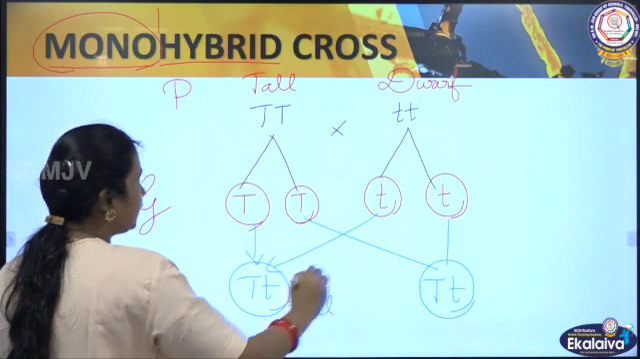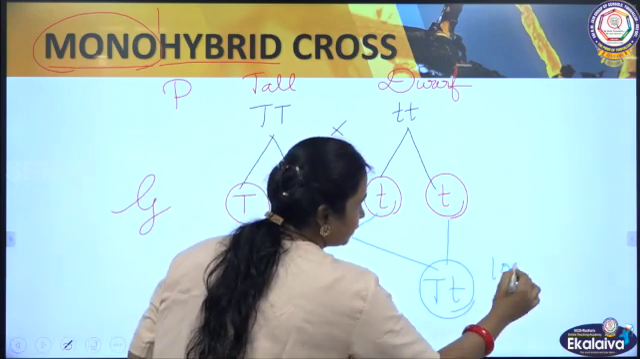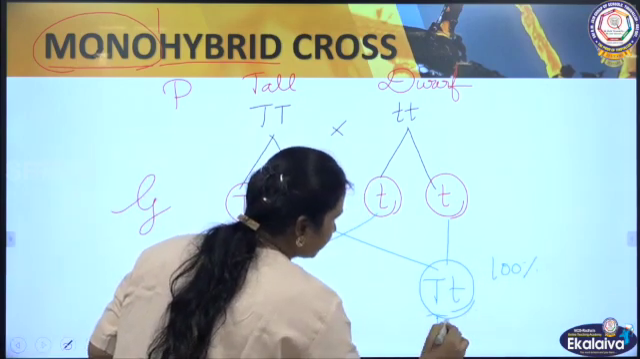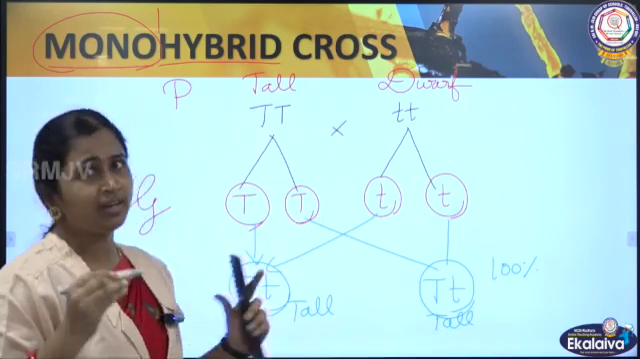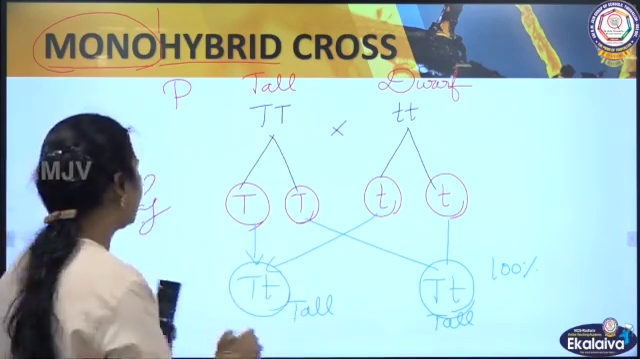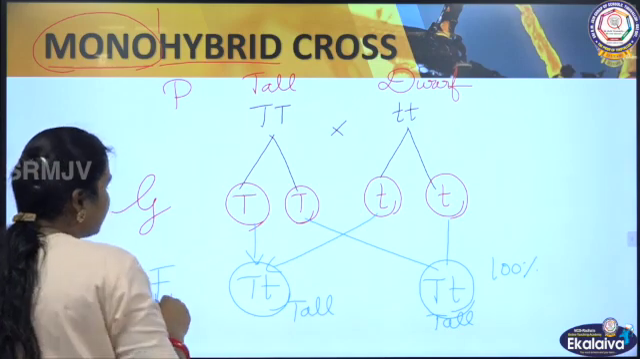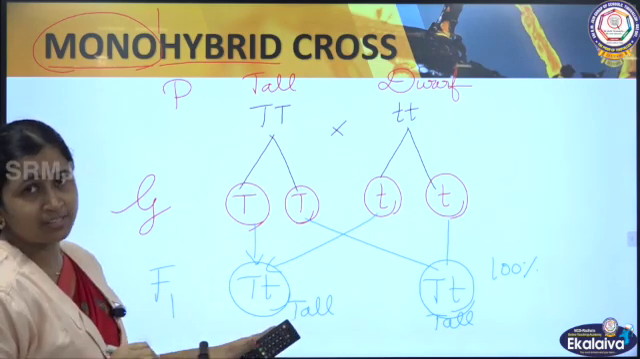So here totally 100% you will get tall. But is it homozygous or heterozygous? It is a heterozygous condition. So this you call the F1 generation, or the first filial generation.